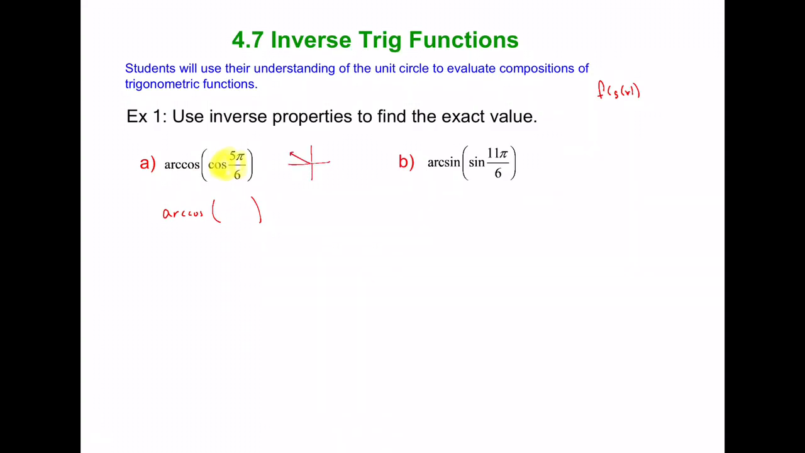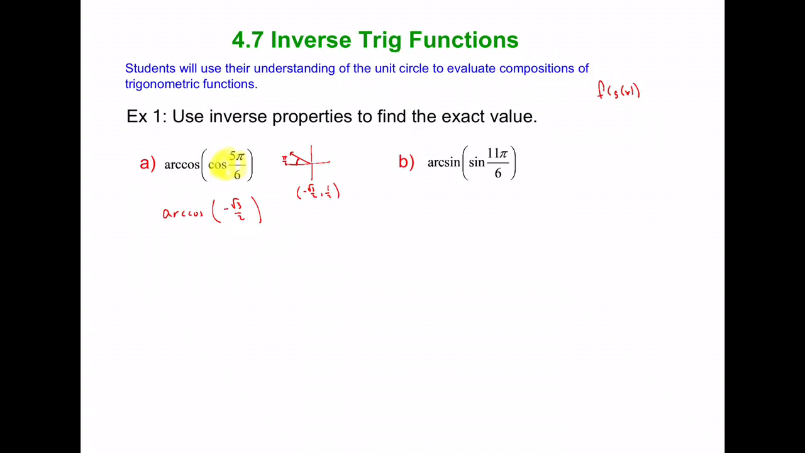So 5 pi over 6 is here. We got a reference angle of pi over 6. So that would give us an ordered pair, and since we are in quadrant 2, it would be negative square root of 3 over 2 comma 1/2. So therefore cosine would be negative square root of 3 over 2. So we evaluated cosine of 5 pi over 6, replaced that with negative square root of 3 over 2, and now we're looking at the arc cosine of negative square root of 3 over 2.